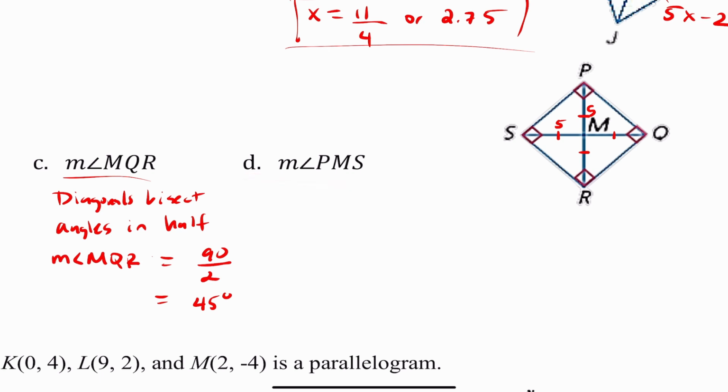For D, the measure of angle PMS. How long is this angle here? Well, that's pretty straightforward because the diagonals are perpendicular to each other. So that means they intersect at a 90-degree angle, which is PMS. So the measure of angle PMS is equal to 90 degrees.